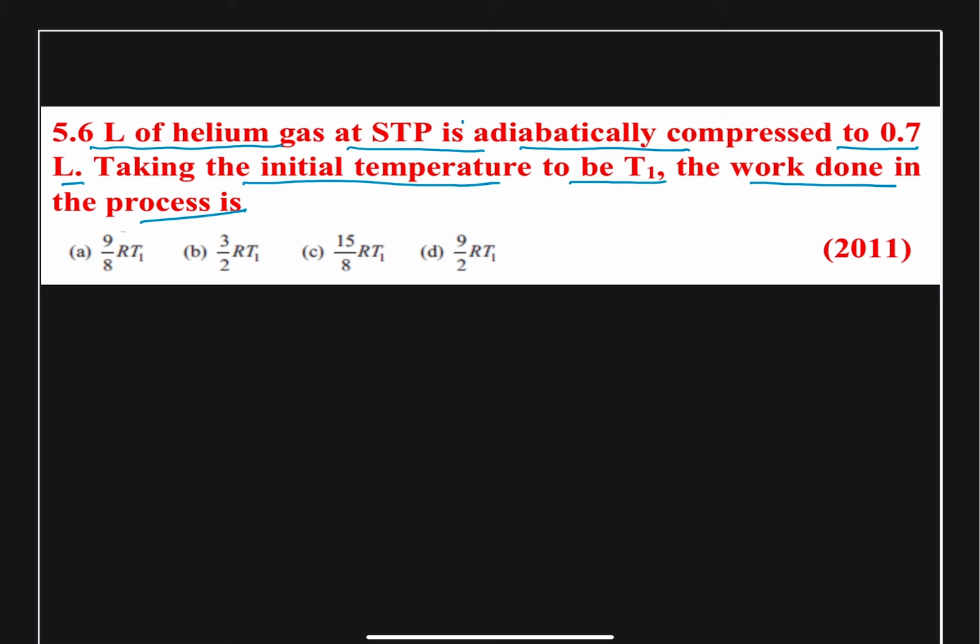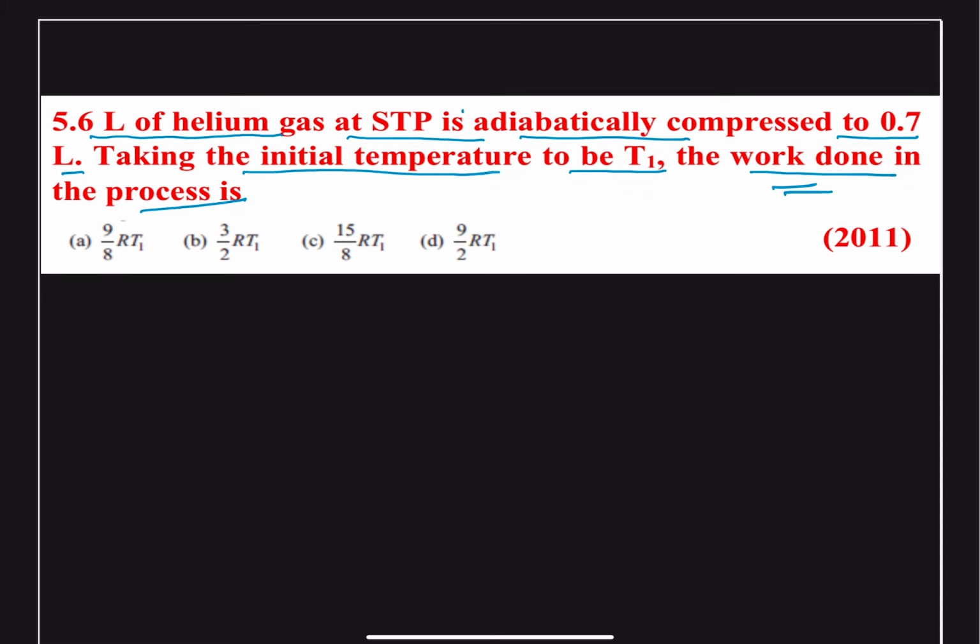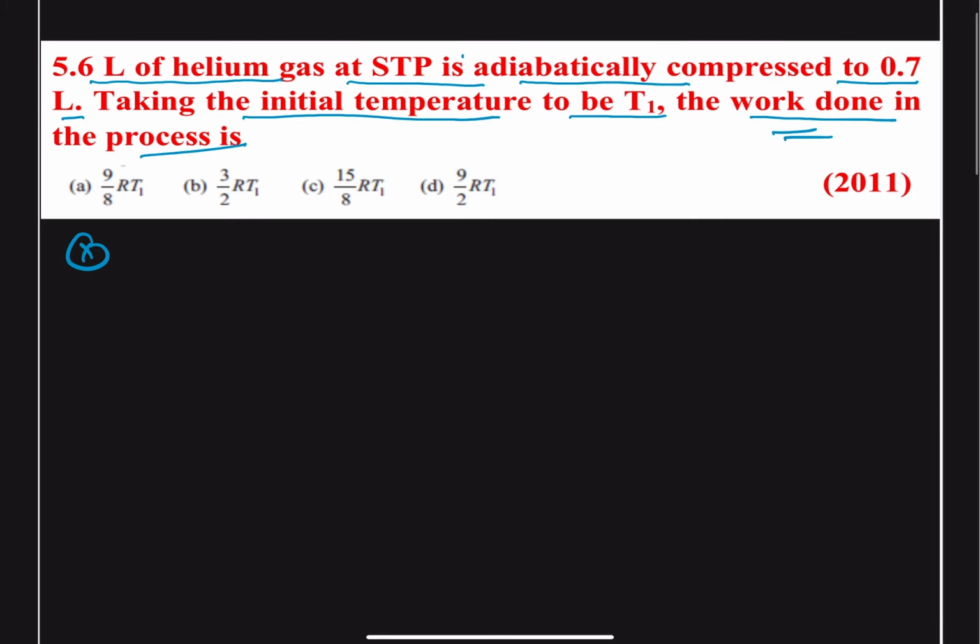So we are going to start with the standard equation for an adiabatic process, and from that we are going to find out the relationship between T1 and T2, and then we are going to find out the work done, which is finally asked in the question. So we start from that for an adiabatic process, we have T V^(gamma minus 1) is equal to constant.